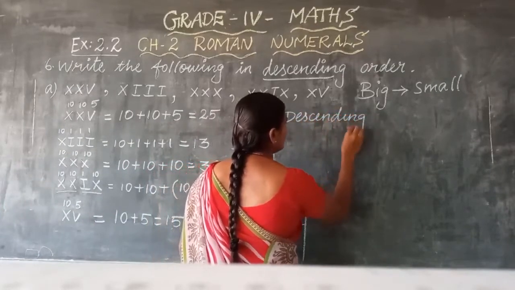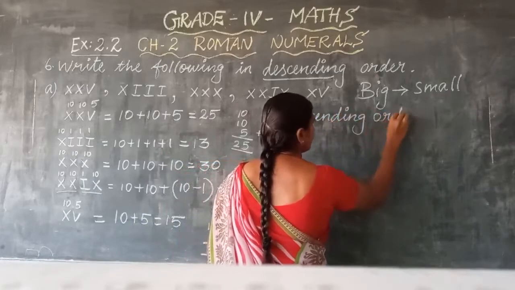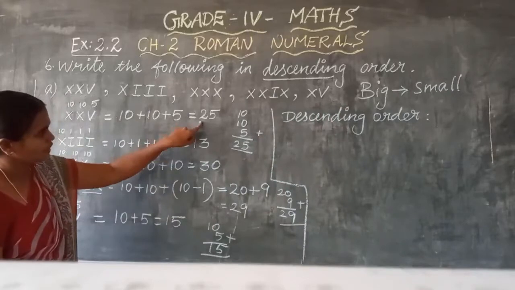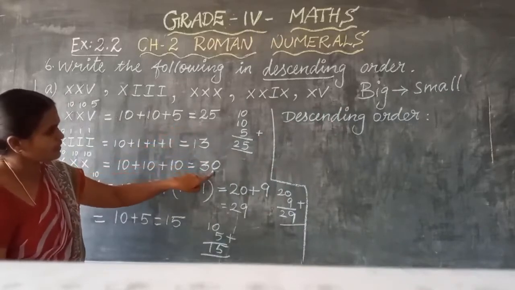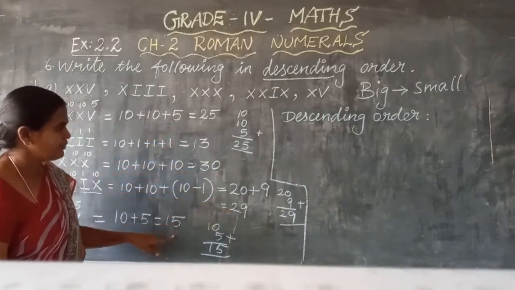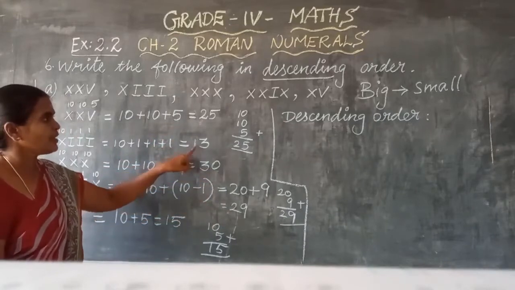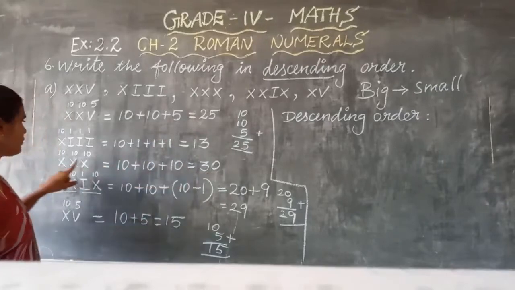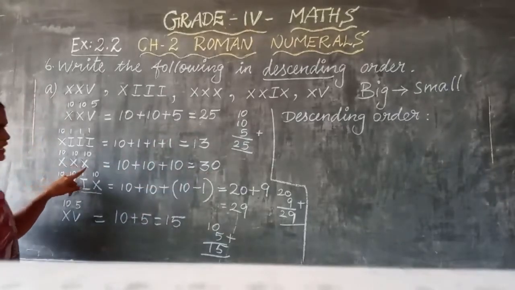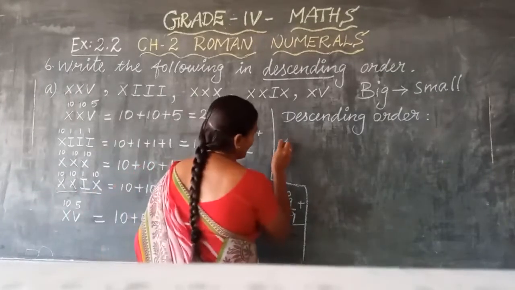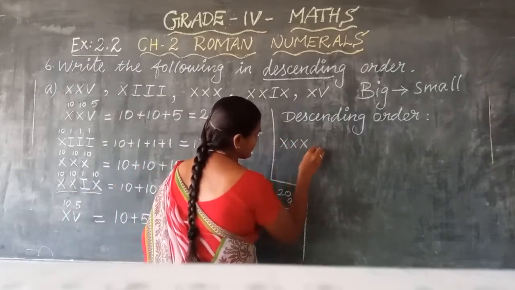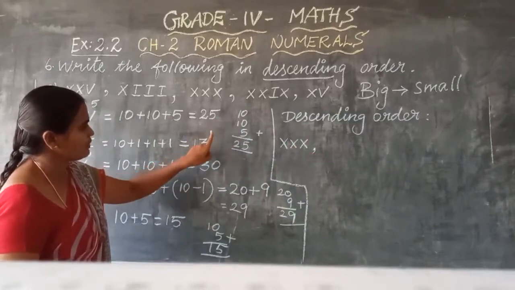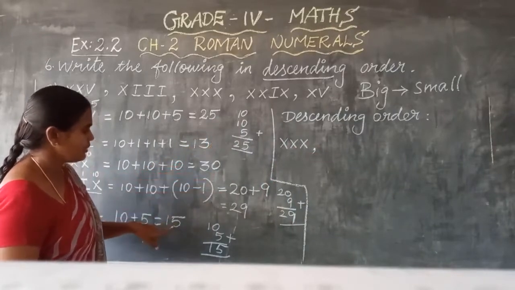Big number to small number. See here, which one is the big number? 25, 30, 30, 29, 15. Here which one is the big number? 30. So what is the Roman number for 30? XXX. So write here XXX. So 30 finished. See remaining numbers 25, 30, 29, 15.